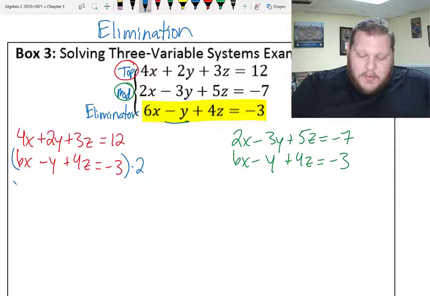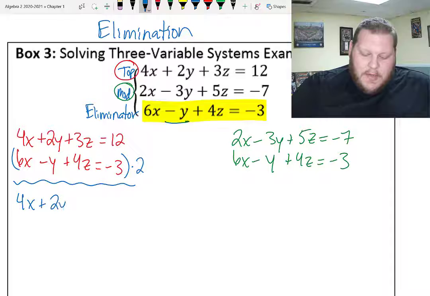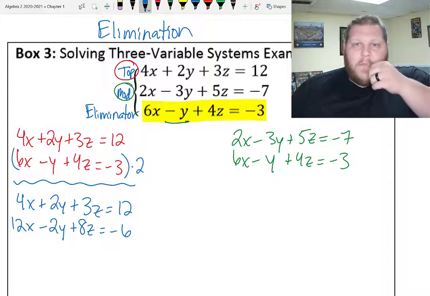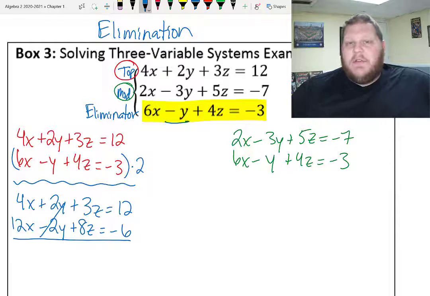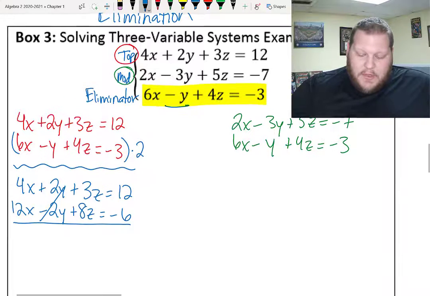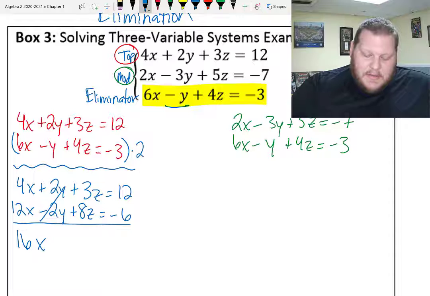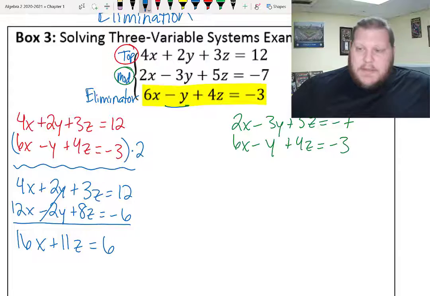When I do that, I'm just going to do a little squiggle line here. My top equation does not change. 4x plus 2y plus 3z, that's a weird 3, 3z equals 12. And my bottom equation becomes 12x minus 2y plus 8z equals negative 6. And you can see now, when I add these two equations up, my 2y and my negative 2y are going to get eliminated. And I'm left with 16x plus 11z equals 6.